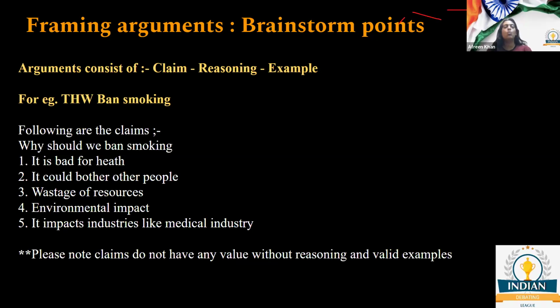Because if you tell the judges, you know what, we should ban smoking because it impacts industries like the medical industry, judges will have no clue why it impacts the medical industry. So what you essentially have to do is elaborate on these points, give reasonings and examples to it. Examples can be evidences, statistics, illustrations, and so on and so forth. Now, what is going to be the reasoning? I'm going to tell you. But remember one thing, these claims are nothing without reasoning and valid examples.